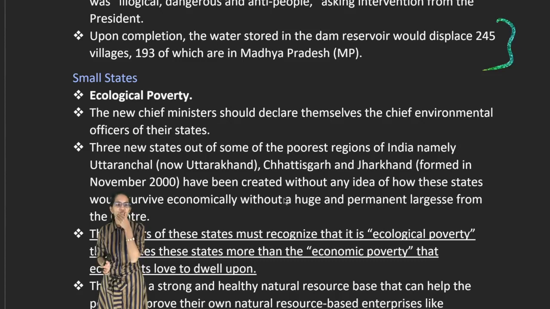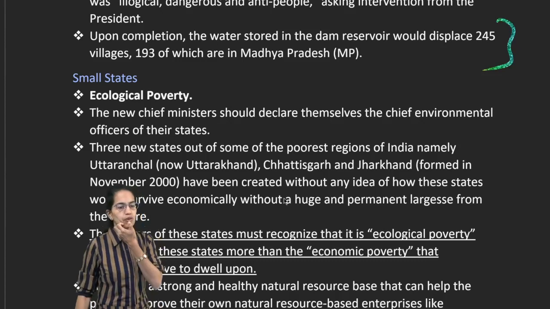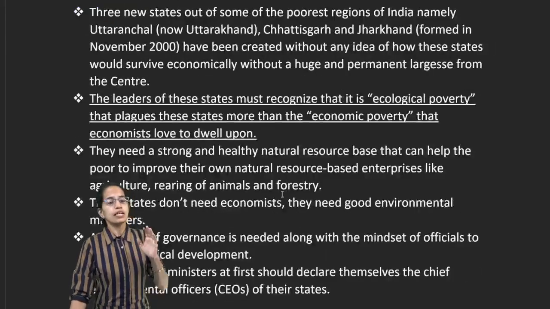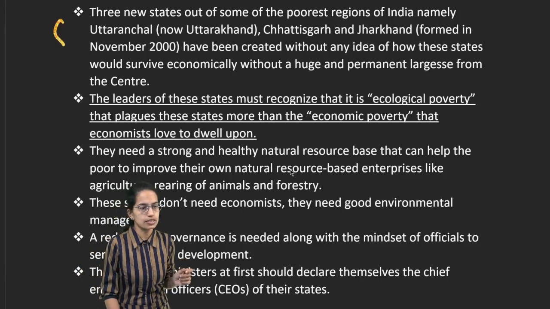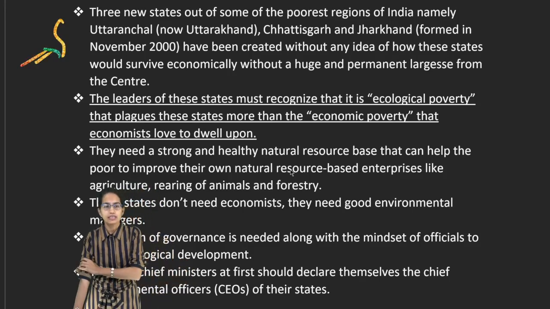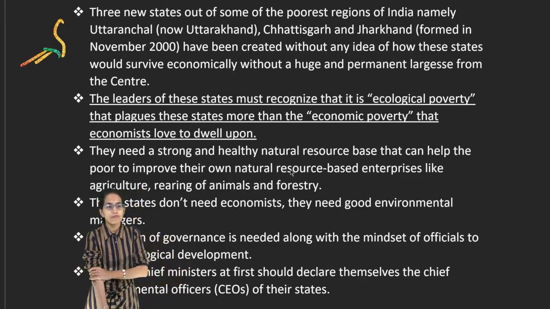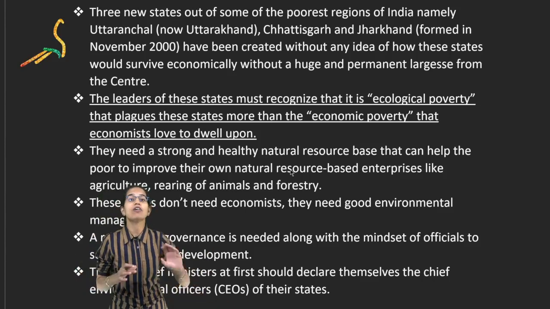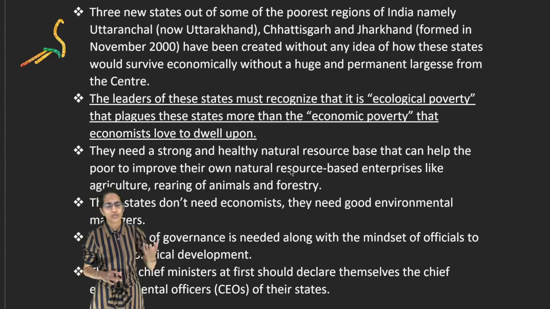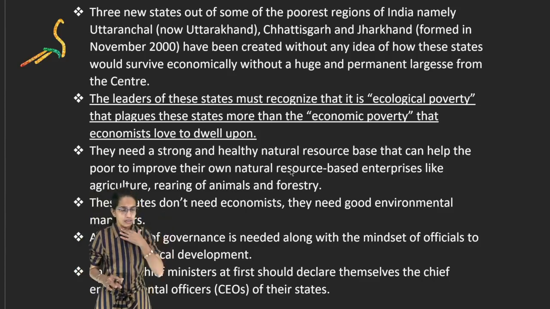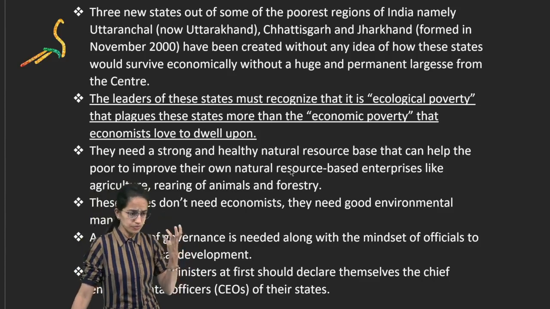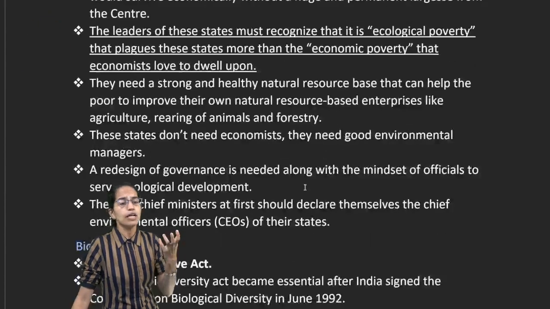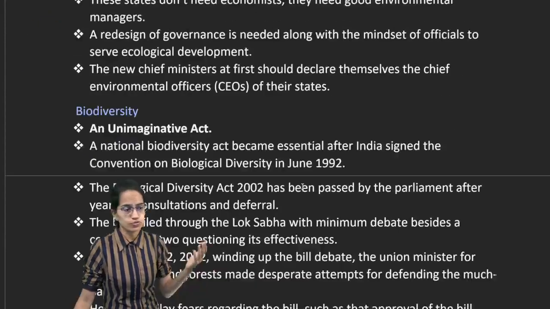The next is ecological poverty. Now, ecological poverty is more detrimental than economic poverty, which economists actually take into account. One example is the three states Uttaranchal, Chhattisgarh, and Jharkhand, which have been created, and the idea was that they need to be ecologically preserved because of their naturally bestowed resources. They need to have a separate entity, and it was not because of economic reasons.